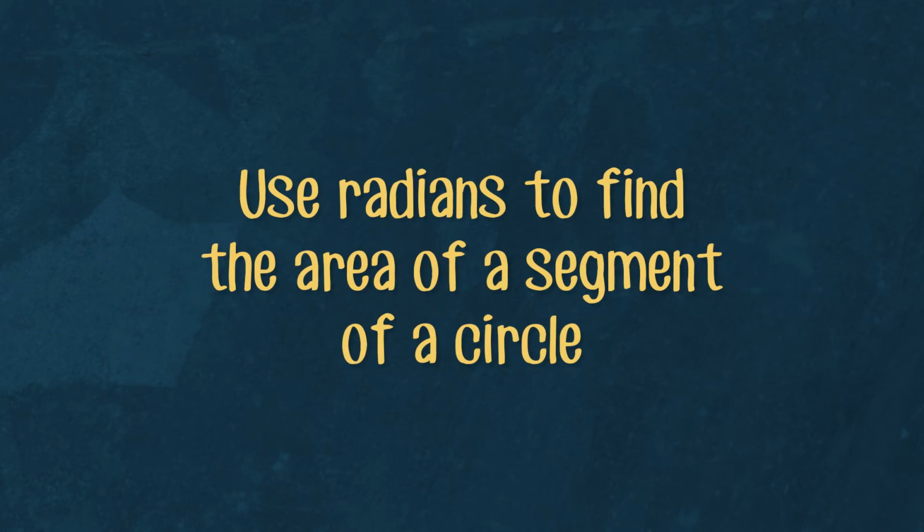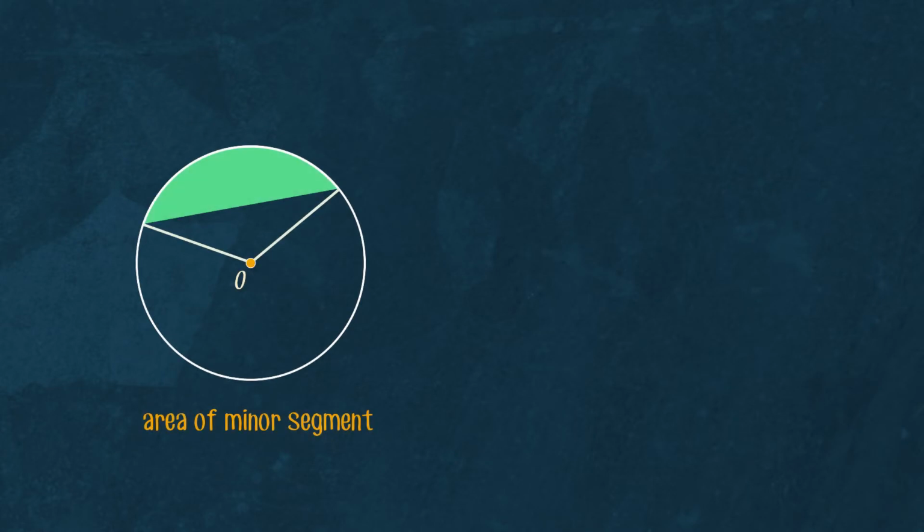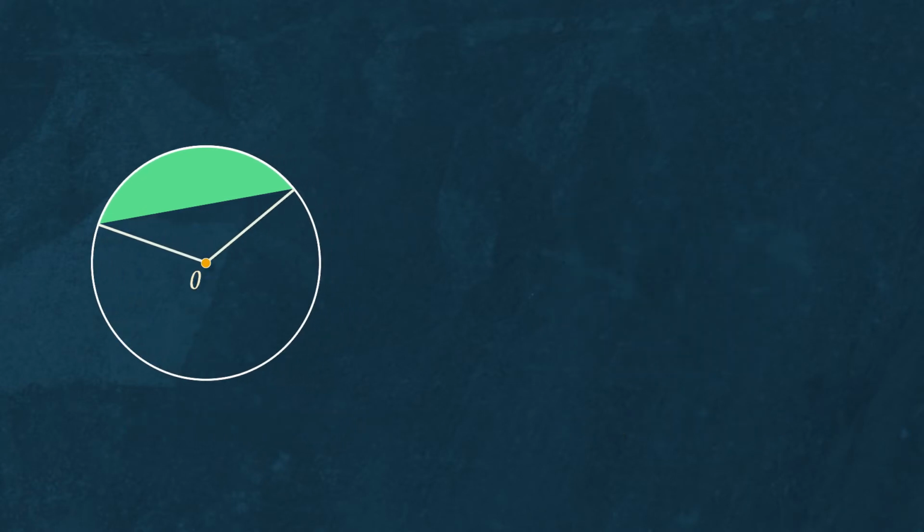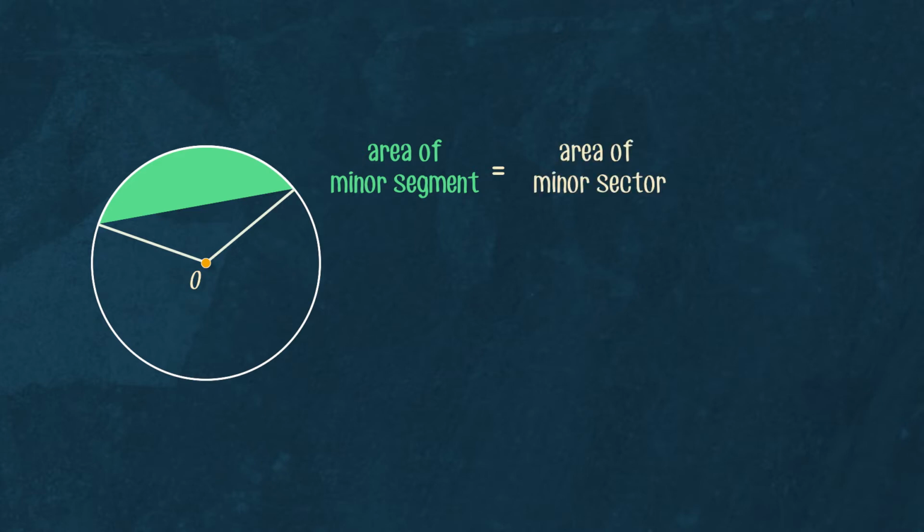What about the area of segments of a circle? How can we find them, like the area of this minor segment or this major segment? Let's first look at the area of this minor segment. Remember, the area of a minor segment is equal to the area of this minor sector minus the area of this triangle.